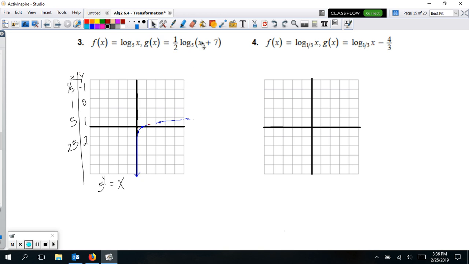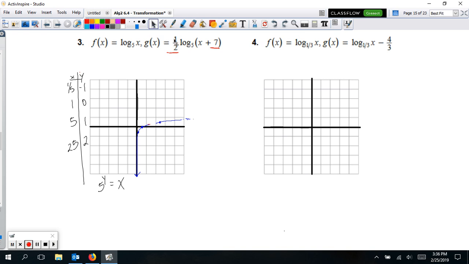Alright, so let's look at the transformation now. What's going on here? There's two things that are happening that are different than this log base 5 of x. We still have the log base 5. It has to be the same base, of course. And we still have our x in here, but now we have a 1/2 in front of the log. We have the +7 inside there with x. So those are the two things that we got to talk about. There's two transformations we're going to have to describe.